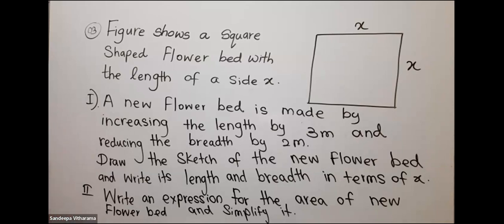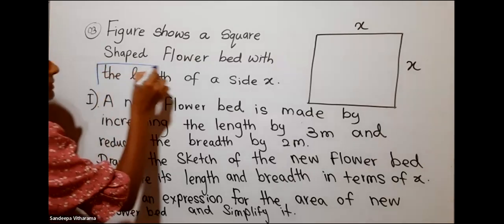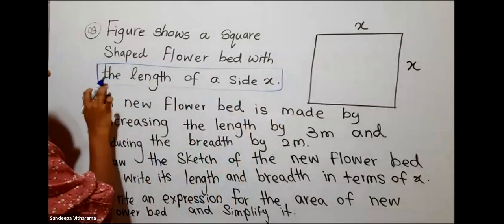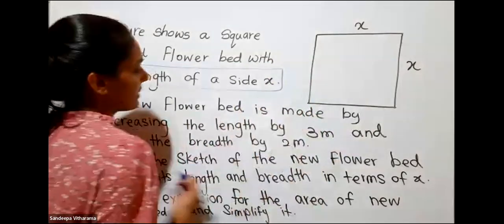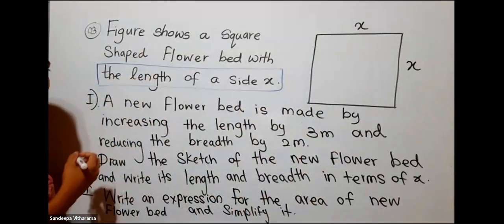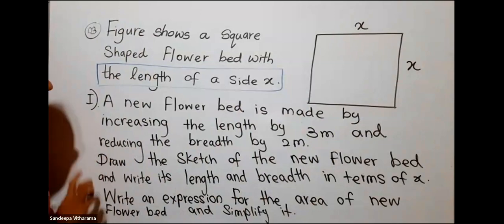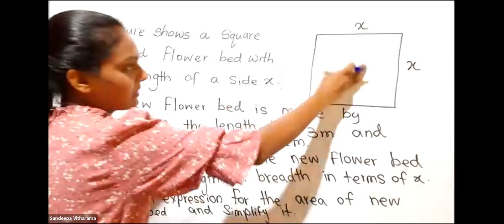Then here, read the question. The figure shows a square-shaped flower bed with a side length of x. The length of a side is x. Then they have given two questions based on this figure.